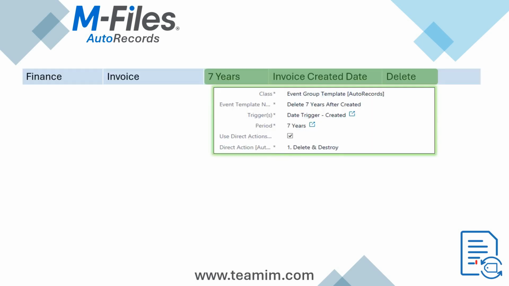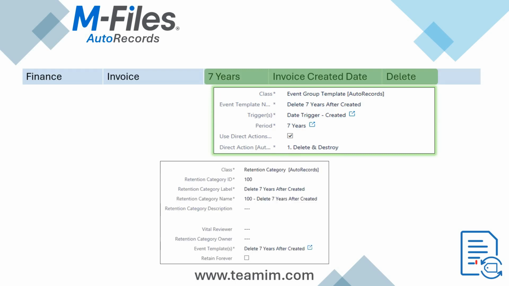Now that we've got our event template created, we need to create a retention category which can schedule events based on that template. Think of a retention category as the glue that holds everything together. It's also important for compliance with certain records management standards. Like the event template, the retention category is likely to be reused. Let's take a closer look at what's necessary to create a retention category.